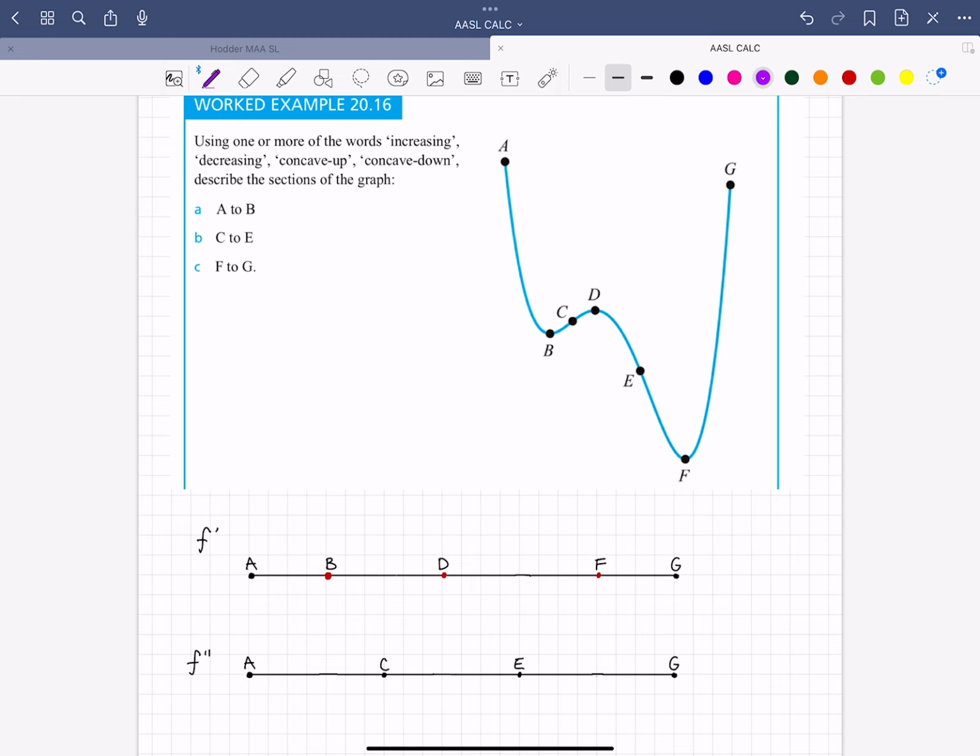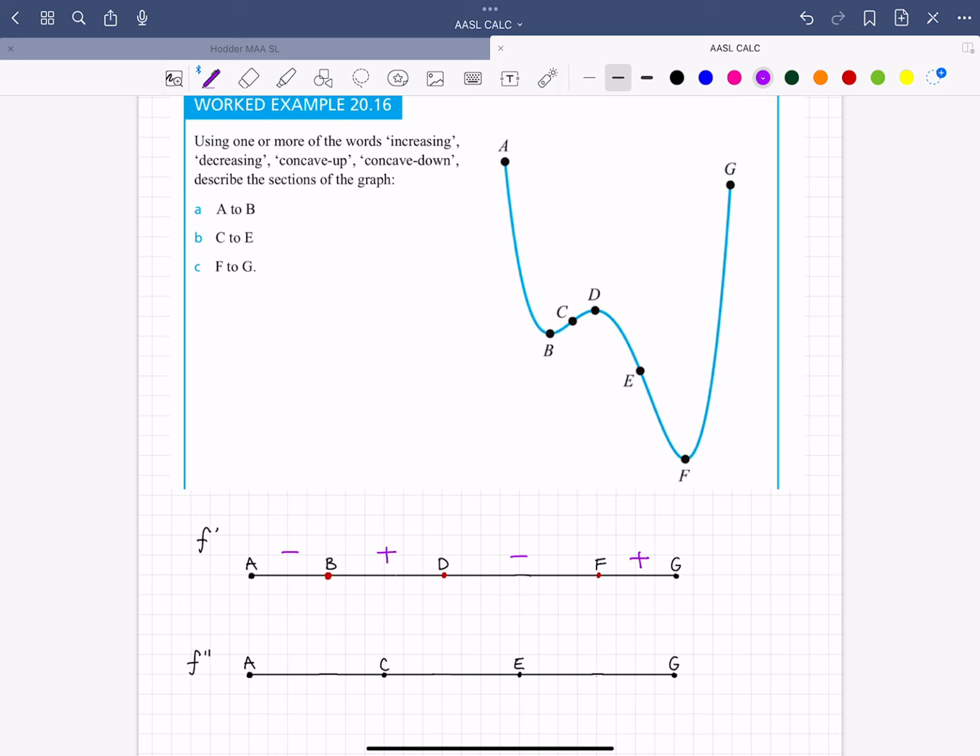So if I look from A to B, the graph is going down, so I know f prime is negative. And then from B to D, the graph is going up, so f prime is positive. And then from D to F and F to G. All right, so easily, I can find the sign of f prime from looking at the graph. And not as easy, but close enough, I can find the sign of f double prime as well.